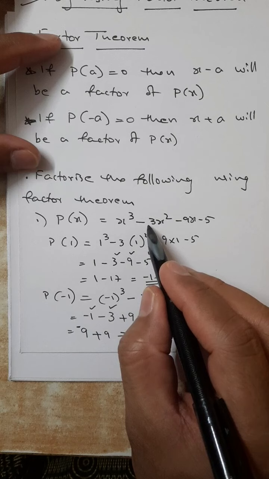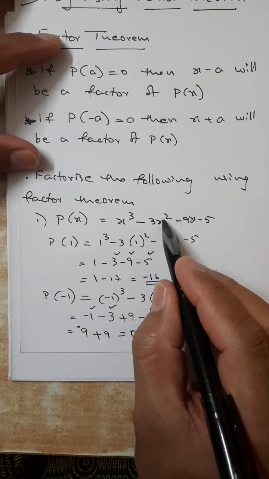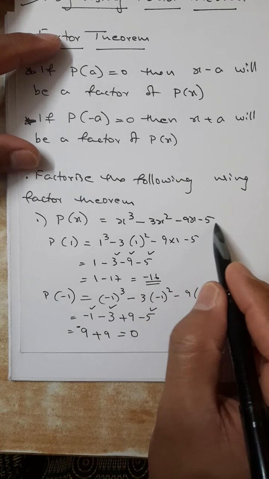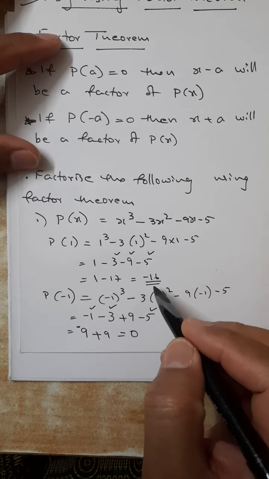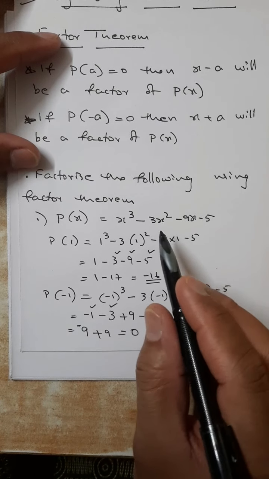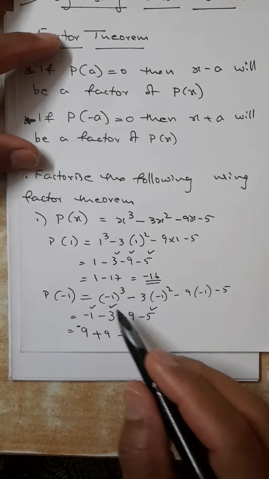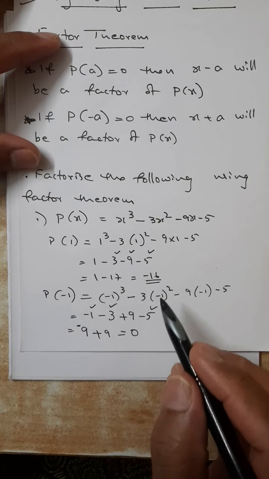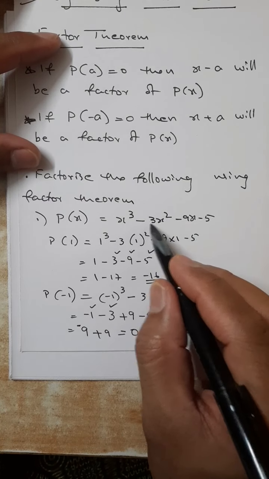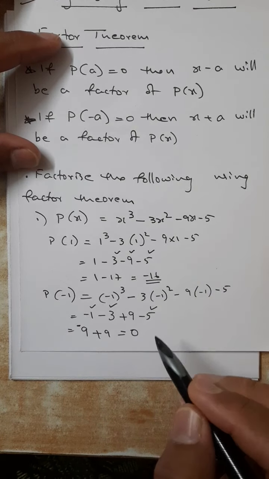Because with 1, all these terms are negative, so the sign will not be changed. We are substituting only 1 square and 1, so everything is negative. So many things negative means no chance of getting 0. So the answer is minus 16. If we notice that there is no chance of getting 0, then there is no need to try. More possibility is here, because minus 1 square is becoming plus, then minus 1 into minus 9 is plus 9. So we are getting the answer 0.